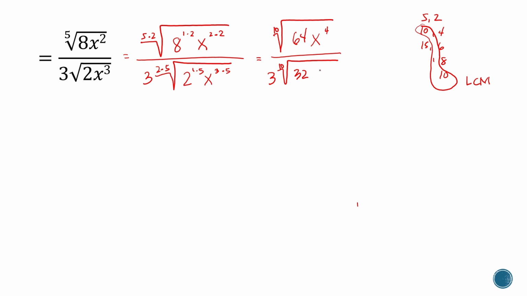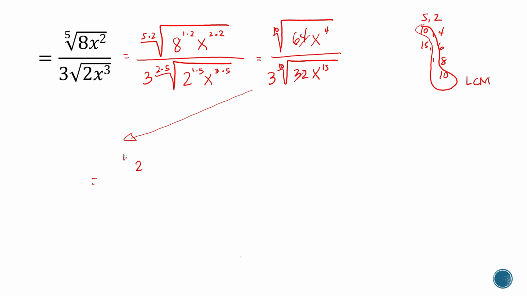So x raised to 15. Okay. So now we can clearly see that the indices are the same. So therefore, we can now perform the operation on the coefficients and also on the radicands. So this is the 10th root of 64 divided by 32, that is equal to 2.